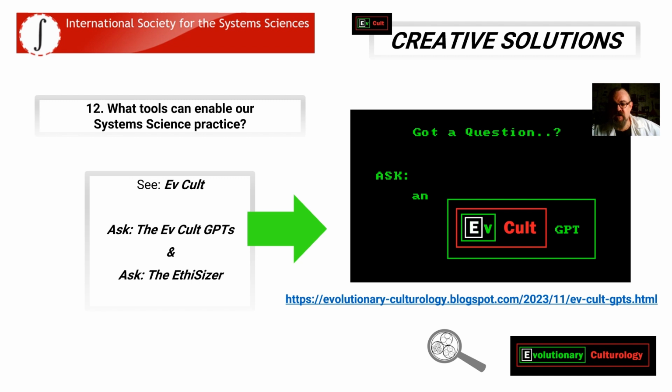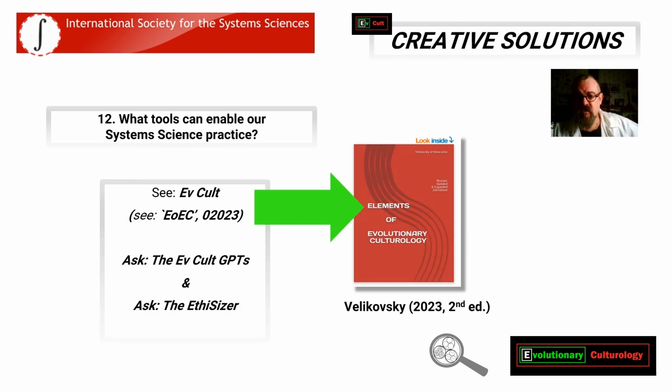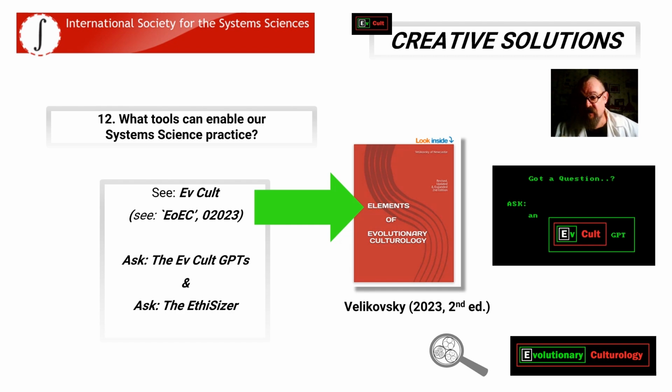There's the 3 laws lens. Next. What tools can enable? Well, again, see the textbooks, elements of Ev Cult. There's another one, a selection of empirical data, charts, tables and graphs from the meta-science of Ev Cult. Next. Ask an Ev Cult GPT for the quick answer.